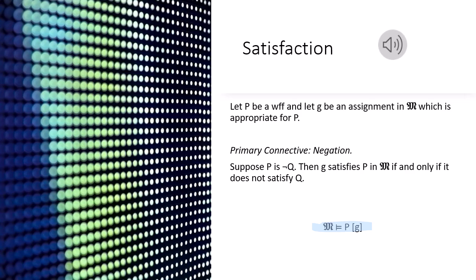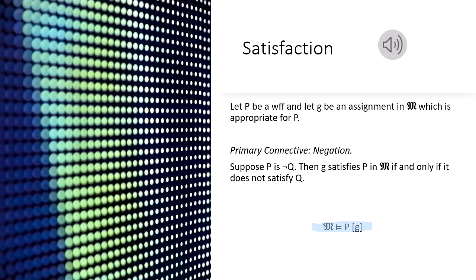Okay, so let's now talk about each one of the truth functional connectives one by one. First off, again, we'll assume P is a well-formed formula and G is a variable assignment in our structure M, which is appropriate for P. And we'll further assume P is the negation of some well-formed formula Q.